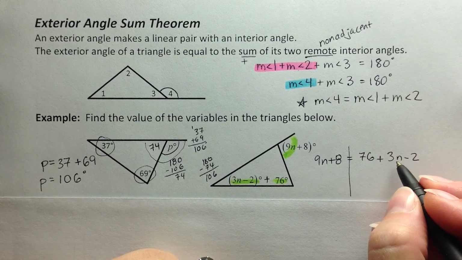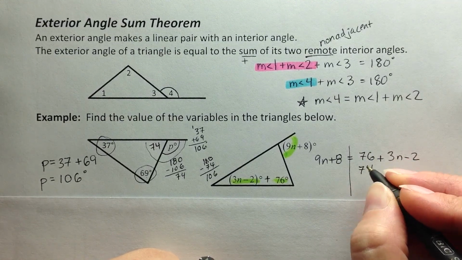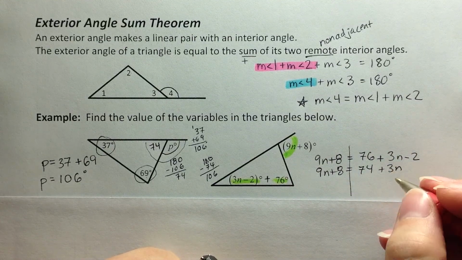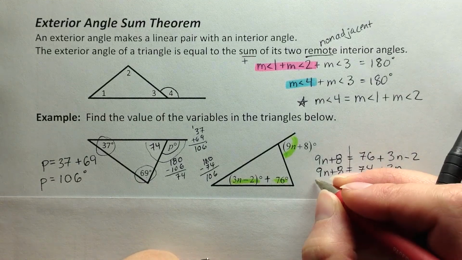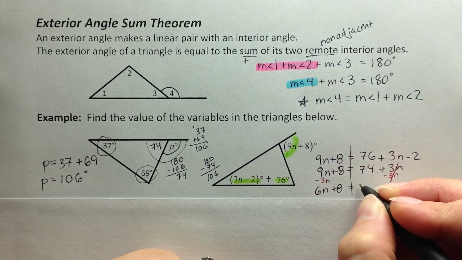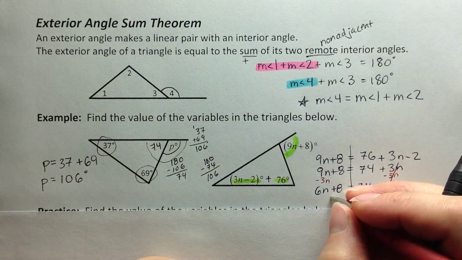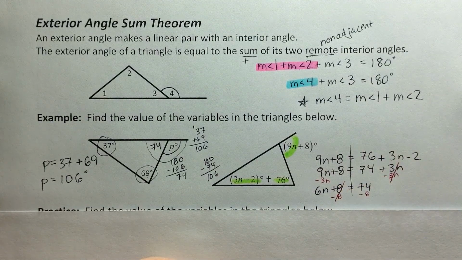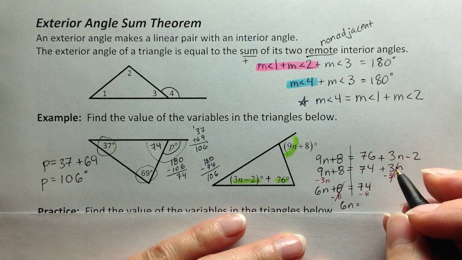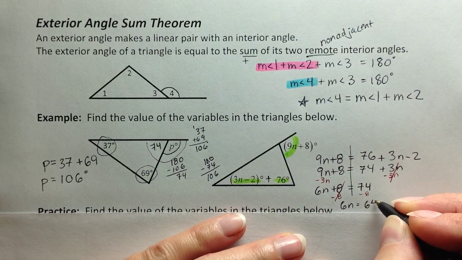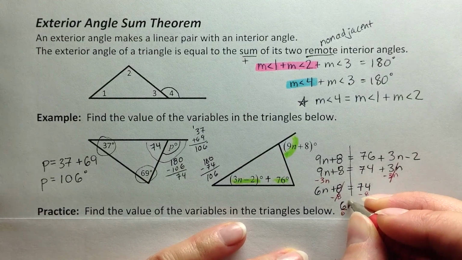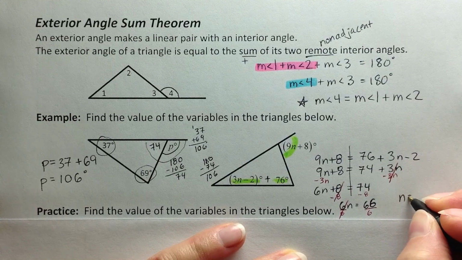Okay, so as I'm solving, I'm going to put 76 minus 2, that's 74. I like to combine like terms if possible first. And now I like to start with looking at my variable term and make sure that I'm subtracting or moving the smaller one. If I move the smaller one, I keep things positive. So that's 6n plus 8 equals 74. And then I'm going to subtract 8. That's 6n equals 66, sorry. All right, and then divide by 6. And I'm going to get n equals 11.